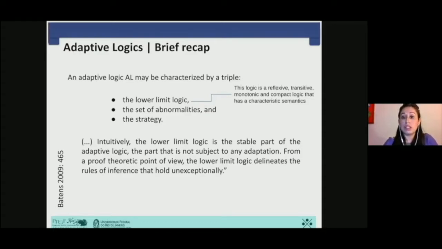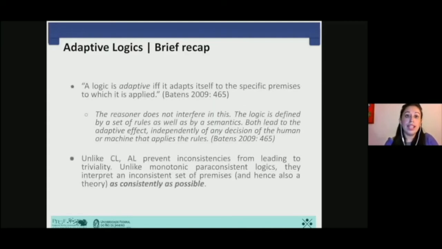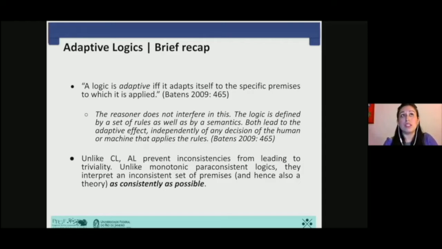Intuitively, the lower limit logic, as I was saying, is a stable part of the adaptive logic, the part that is not subject to any adaptation. A logic is adaptive if and only if it adapts itself to the specific premises to which it is applied. But this shouldn't be confused with saying that adaptive logics are informed by, for instance, our feelings or our psychological inclinations. The logic is defined by a set of rules as well as by a semantics, and leads to the adaptive effect independently of any decision of the human or machine that applies the rules.